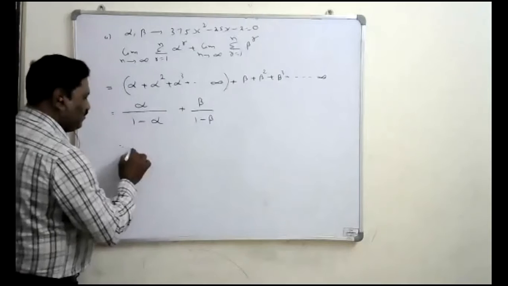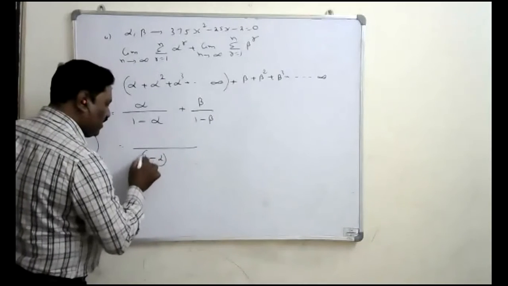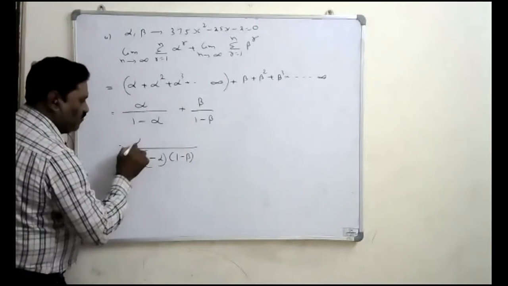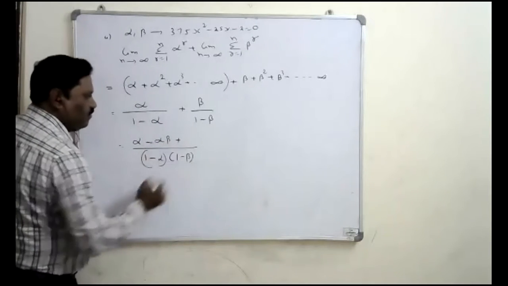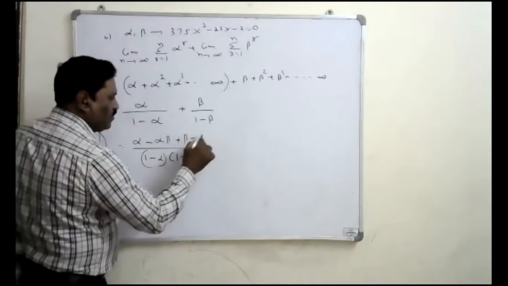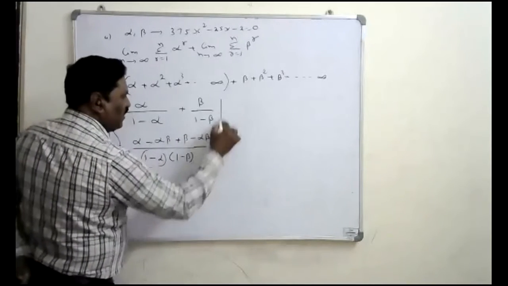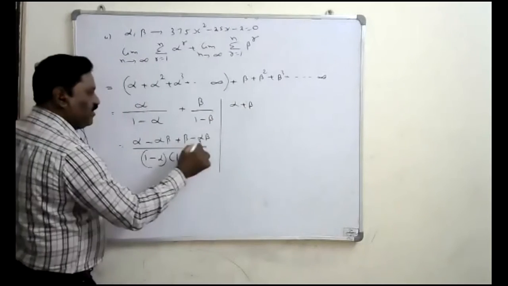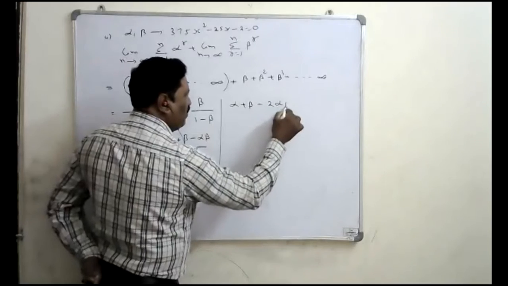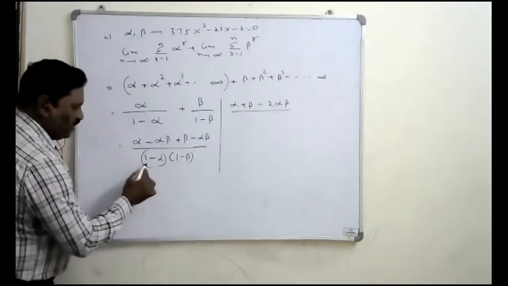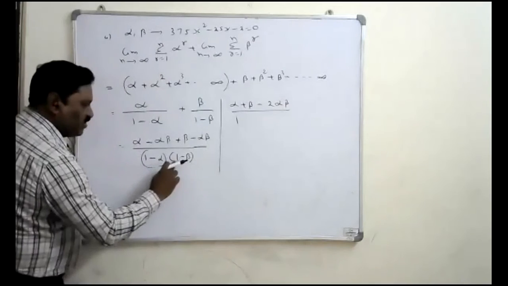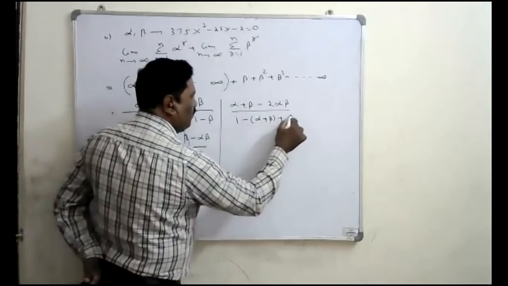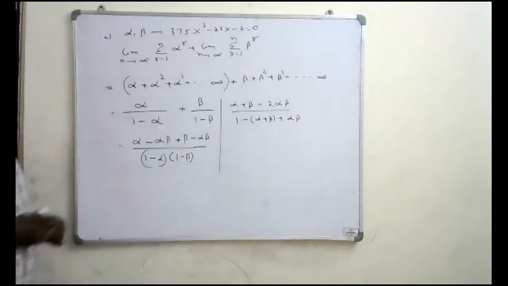Now we will take the LCM here. The LCM is 1 minus alpha into 1 minus beta. Then do the cross multiplication: alpha into 1 minus beta is alpha minus alpha beta, plus beta into 1 minus alpha is beta minus alpha beta. So in the numerator we get alpha plus beta minus 2 alpha beta. Now multiplying the denominator, 1 minus alpha into 1 minus beta is 1 minus alpha minus beta plus alpha beta. I can take minus common: 1 minus alpha plus beta plus alpha beta.